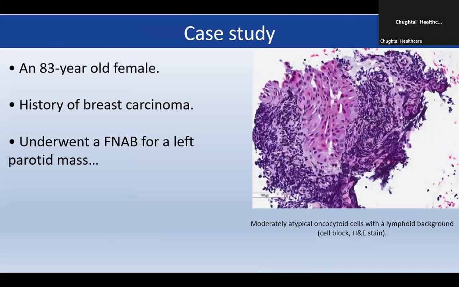So here is a case study. We have this FNAC and a cell block from an 83-year-old female with a history of breast cancer. What we see on the cell block are oncocytoid epithelial cells with abundant cytoplasm, and at the periphery, there is lymphoid tissue. So what would be the potential differential diagnosis in your mind for this case?